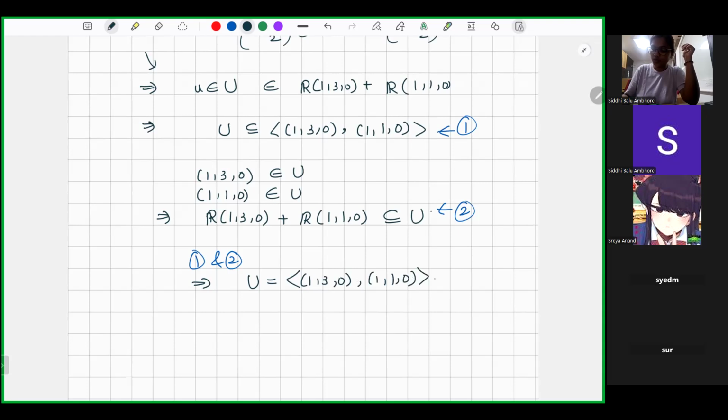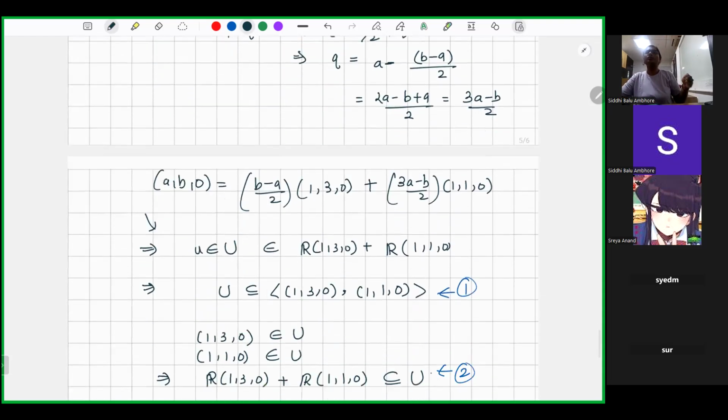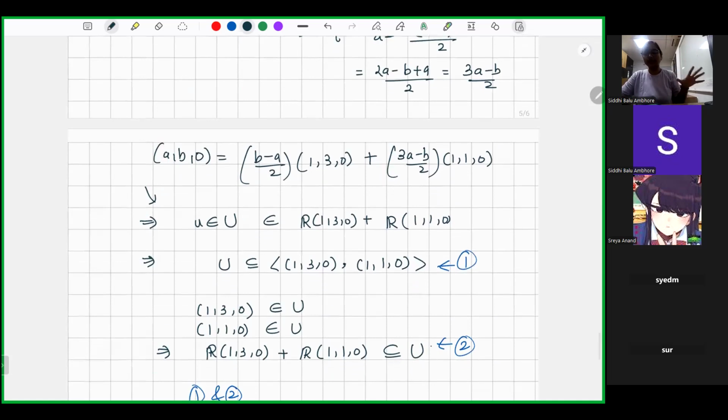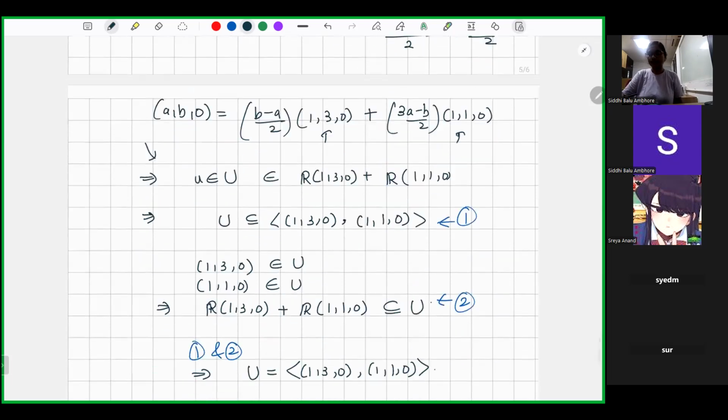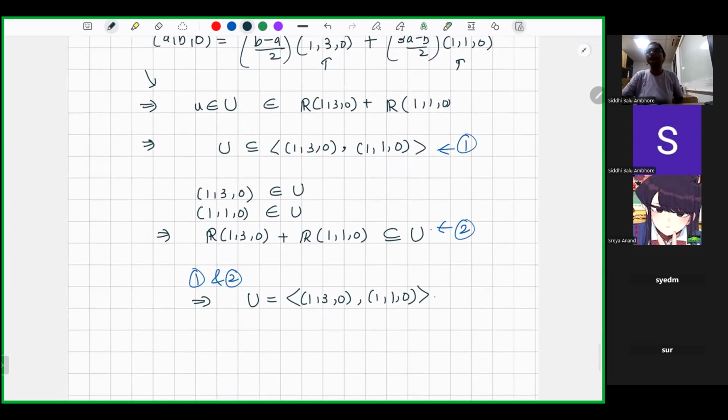So just showing that some element from U can be written as a linear combination of two elements still does not prove that it is equal to it. It just proves that it is contained in that set. I hope it is clear what we did so far.